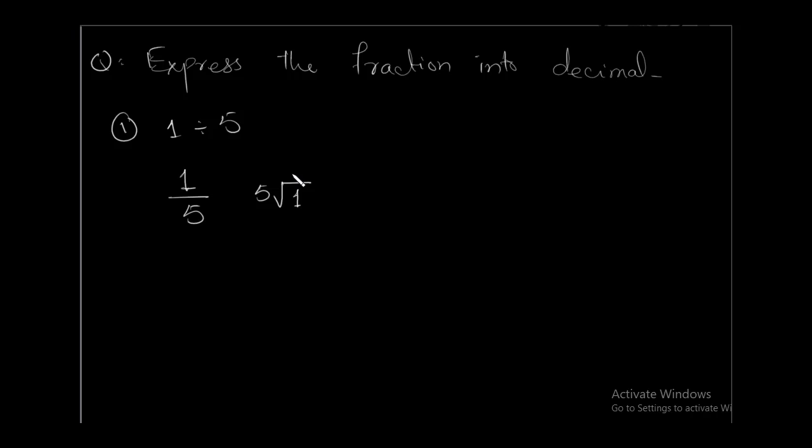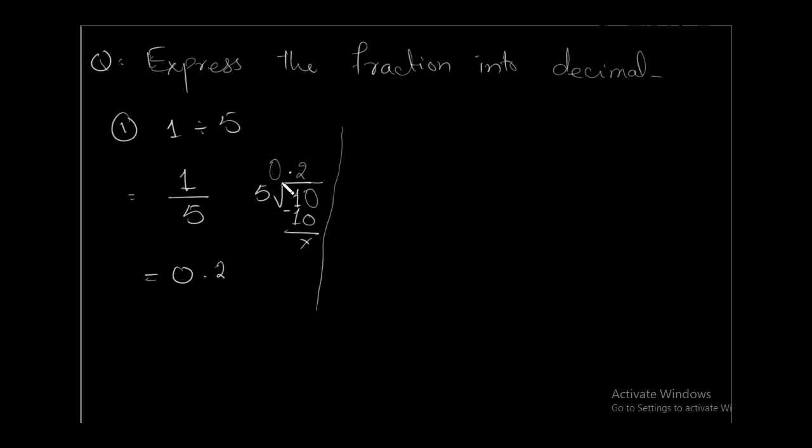1 is less than 5, so I should put a decimal point here and write 0. This point will give us 0 at each and every step after the simplification. So we can easily say that 5 twos are 10. We get minus 10, and to complete the number, we write 0 before the decimal point. So the answer is 0.2. This is the decimal form of 1 by 5.